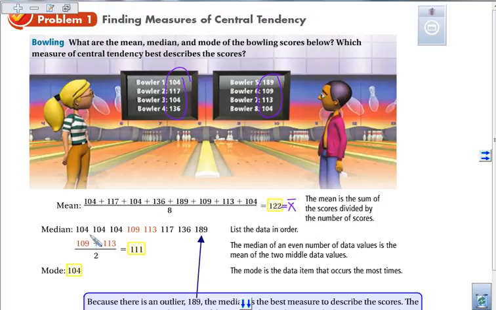The median would be the middle number, so we have to put them in order. Again, I have 8 numbers, so that's going to be the middle between 109 and 113, so we have to average them. So you add them and divide by 2, and you get 111. The mode is the most occurring, so 104 happens the most, so that would be the mode.